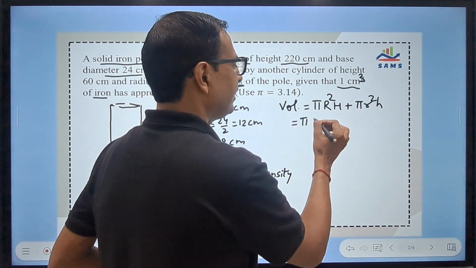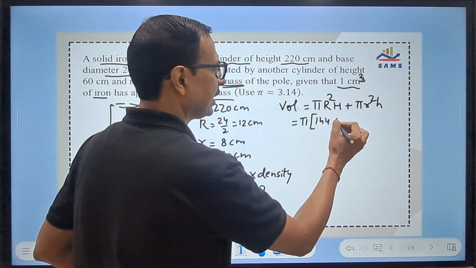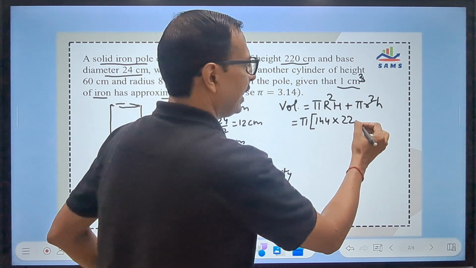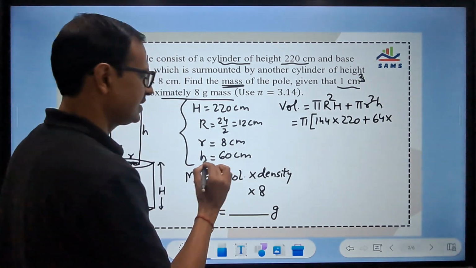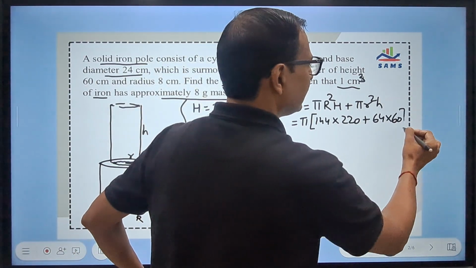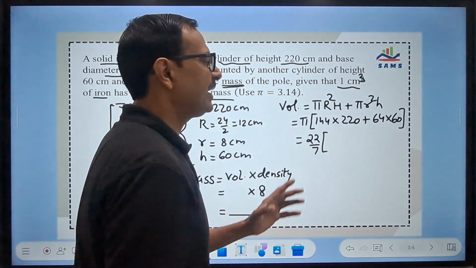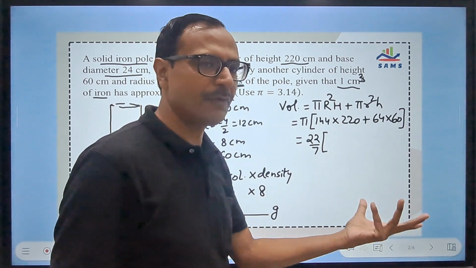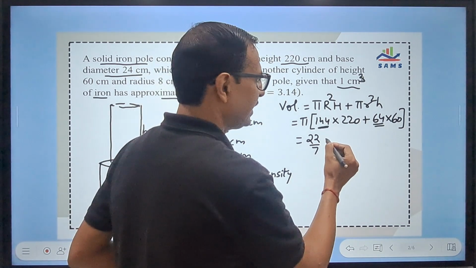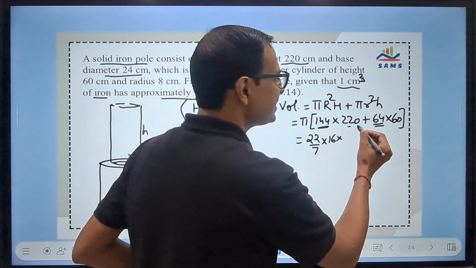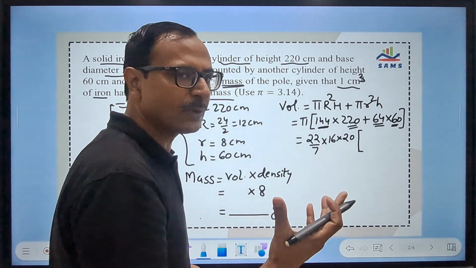Now pi is a common factor and we can put the remaining values here. Capital R is 12, so 12 square 144, capital H is 220 and then small r is 8, so 8 square is 64 and small h is 60. So I put all the values here and now I think 22 by 7 times. Now we can take out the common factors from here and then solve it, or you can do it directly also. In any way you feel comfortable. So I can take a 16 out and then between this and this I can see 20 as a common factor. So these are the ways you simplify your calculations, okay?